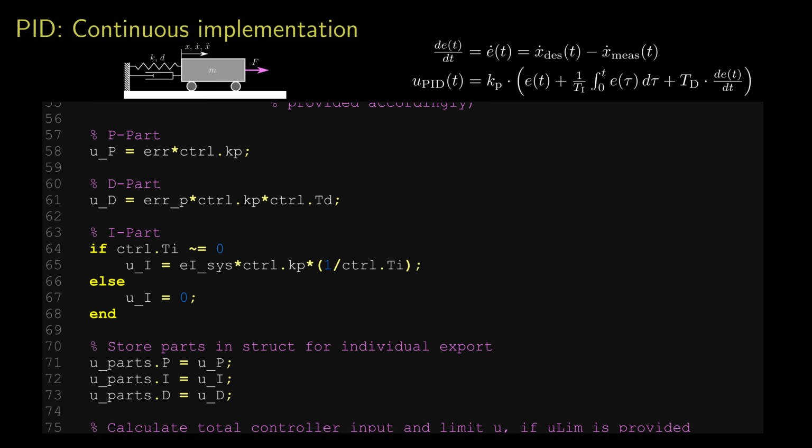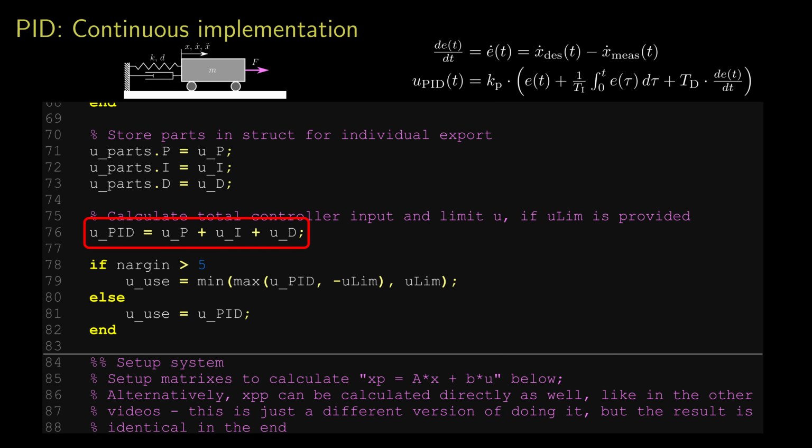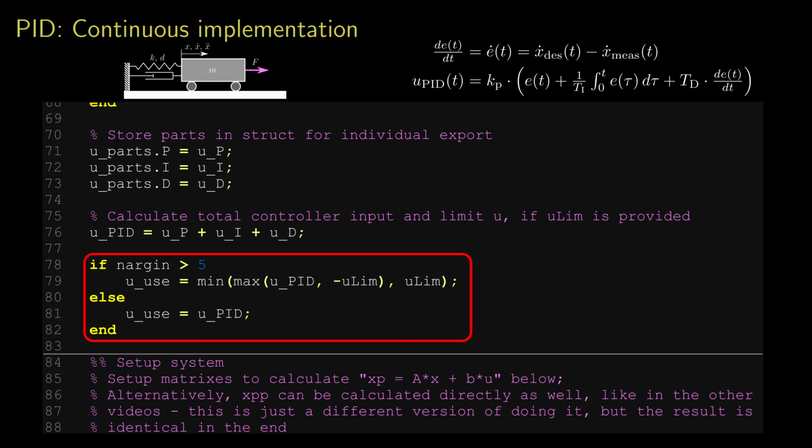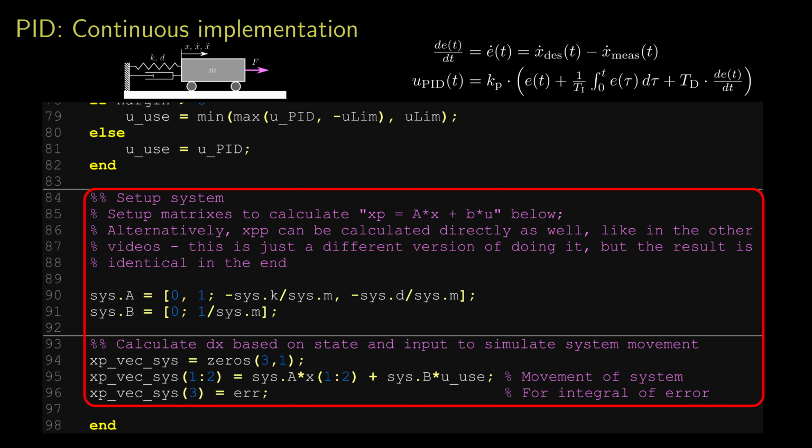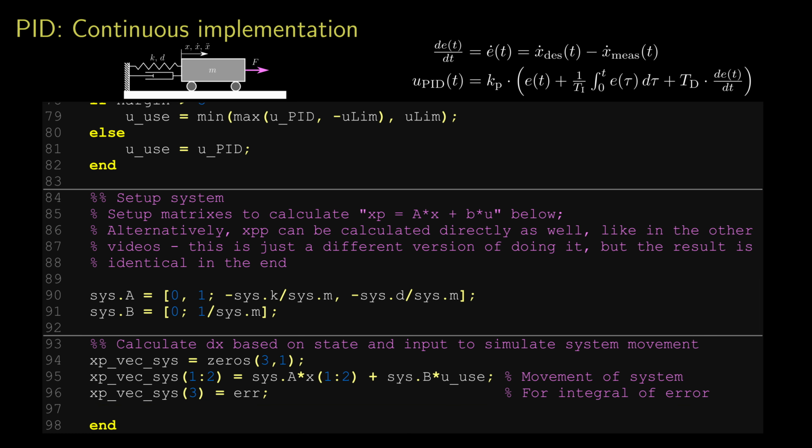After calculating the individual parts, we combine them to become the full controller signal. Remember, the controller output of the PID controller is just the sum of the components. In the last step of the controller calculation, we limit the output of the controller to the defined saturation limits. Down here, we implement the change of our system depending on the controller action calculated above. And with this, all of the code simulating the continuous implementation of the PID controller with the system is completed already.